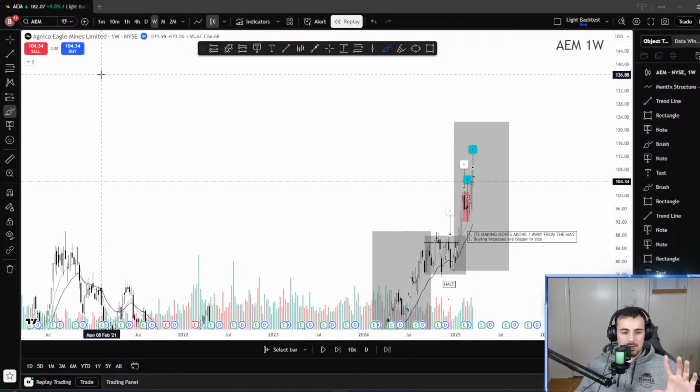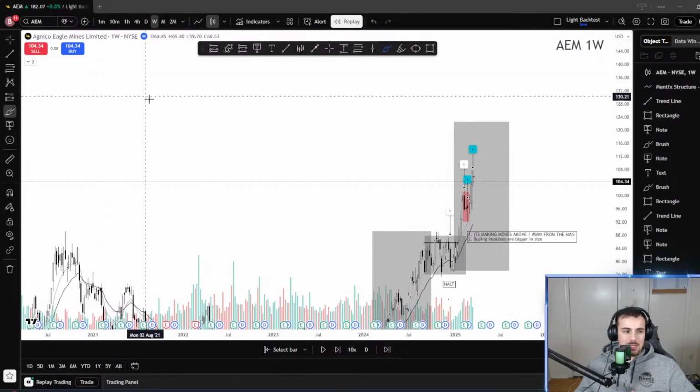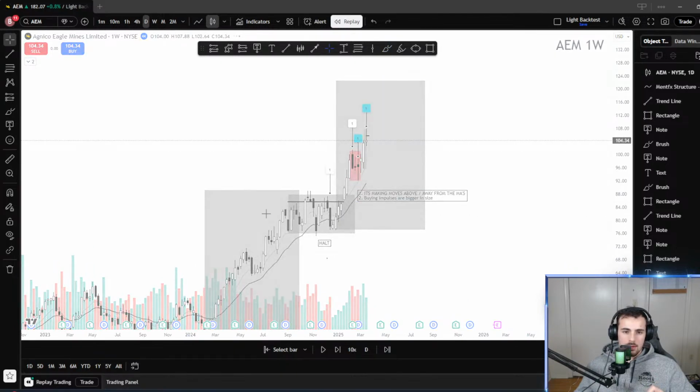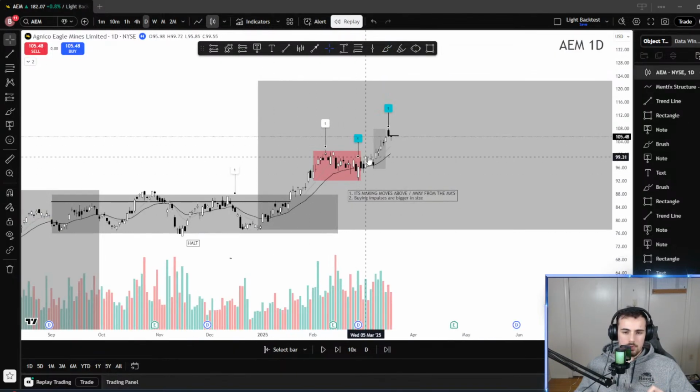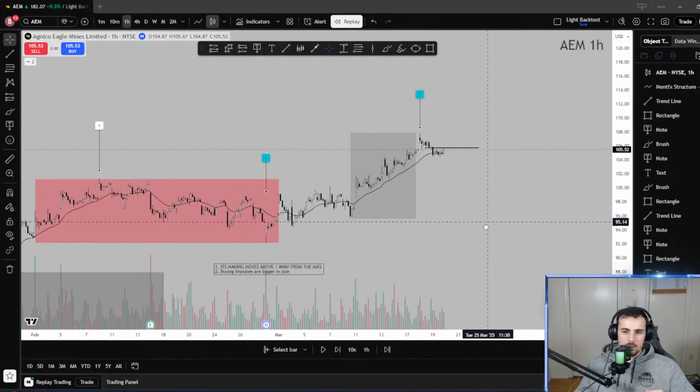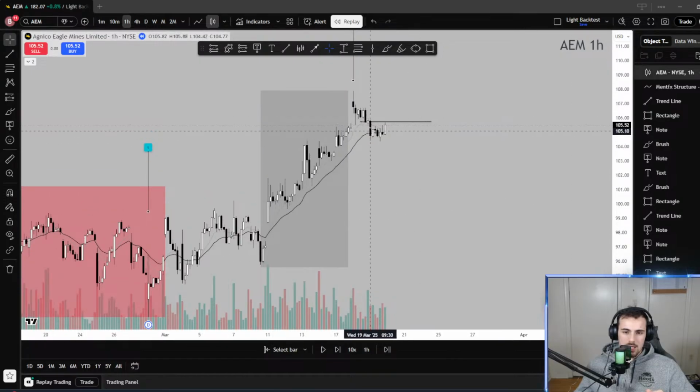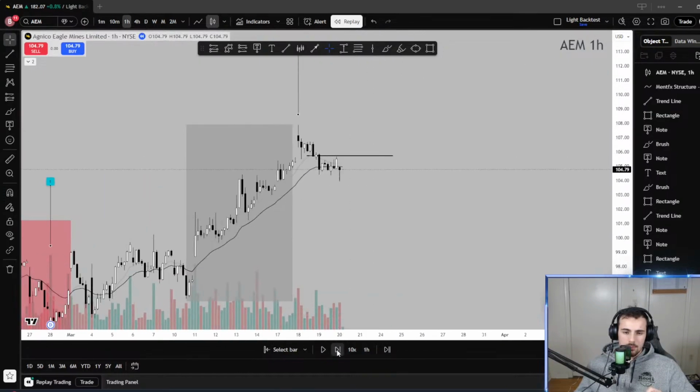You only have to go down the fractal line as many times as it takes you to get to your entry time frame. So we started on the weekly. The daily breaks down, proves accumulation out of this area, shows that it wants to make a trend. So we go down to the 1 hour. The 1 hour has this big trend, falls down, goes sideways, and now we're waiting for it to prove accumulation.